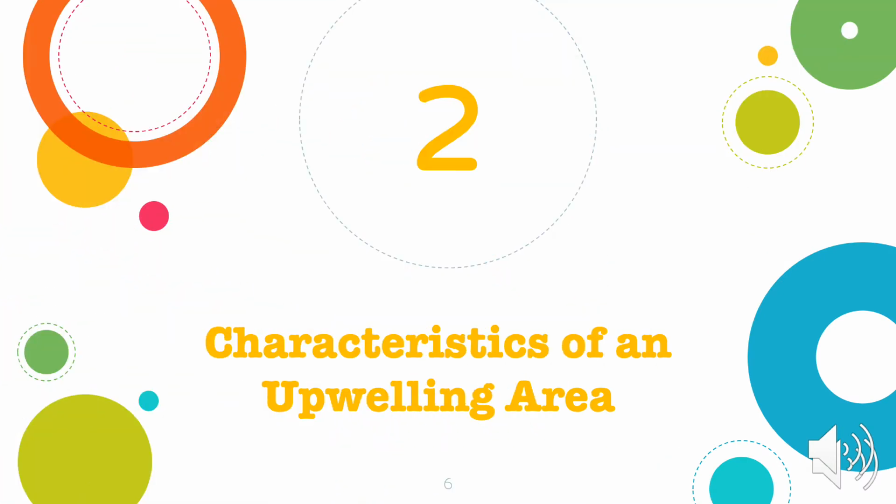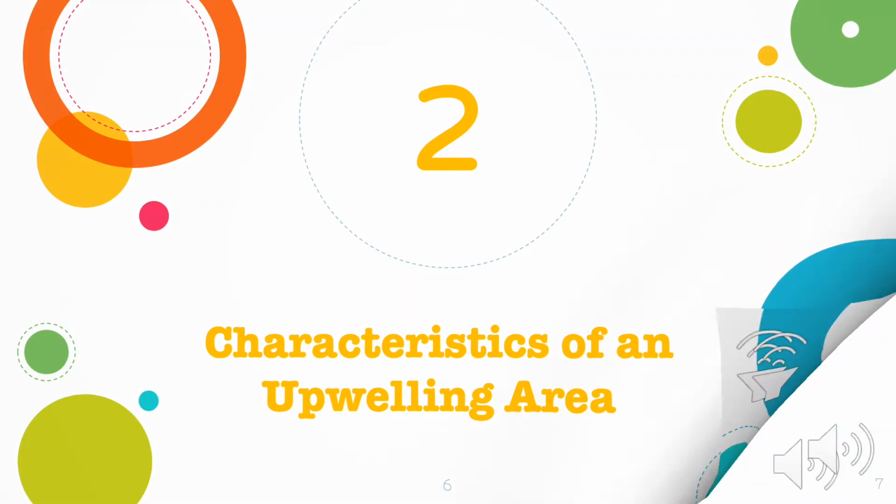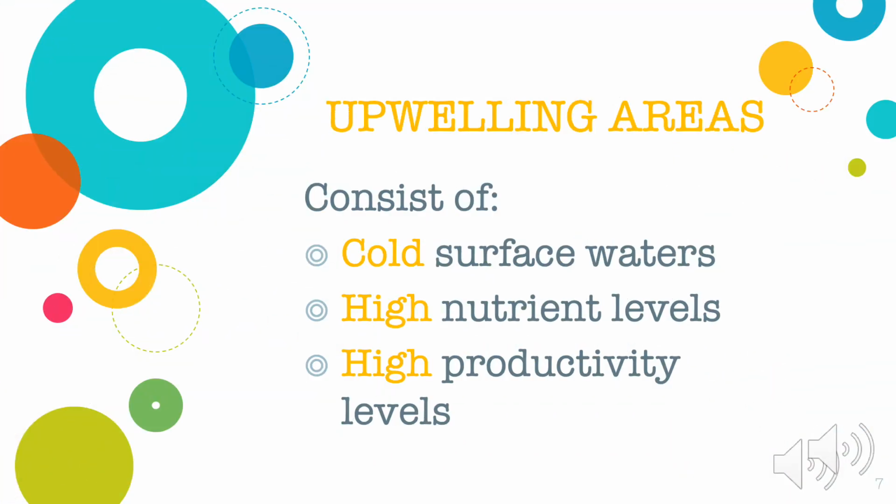Now, we move on to the characteristics of an upwelling area. The first characteristic of an upwelling area is cold surface waters. The cold waters that are usually found at greater depths have now risen due to the removal of the warmer, less dense water. The second characteristic is high nutrient levels.